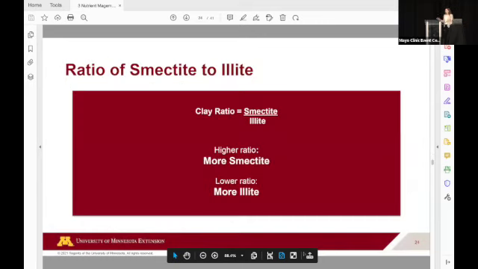So like I said, in North Dakota, they used a smectite to illite ratio, and this is simply smectite divided by the illite relative abundance. A higher ratio would be more smectite, and a lower ratio is more illite. So think stickier clays, heavier clays, and the smectite; the illites are more of the sandy characteristic soils.